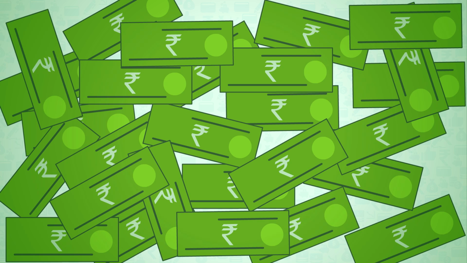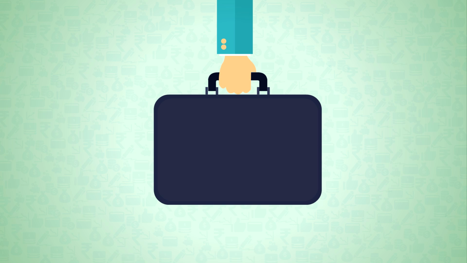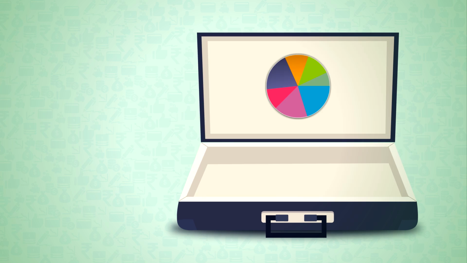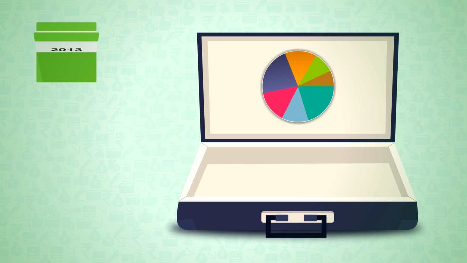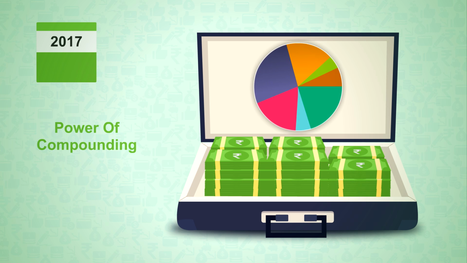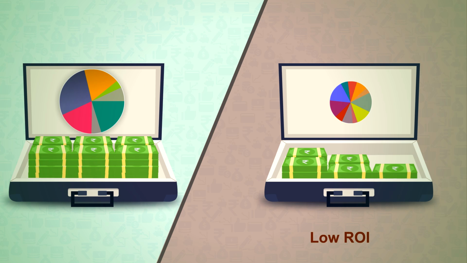To succeed in stock investing, you must first have the right goal, and that goal is to build a wealth-creating portfolio. In such a portfolio, you would have about 10 to 15 stocks. By holding most of them over 3 to 5 years, and some even longer, you will see the power of compounding working its magic.